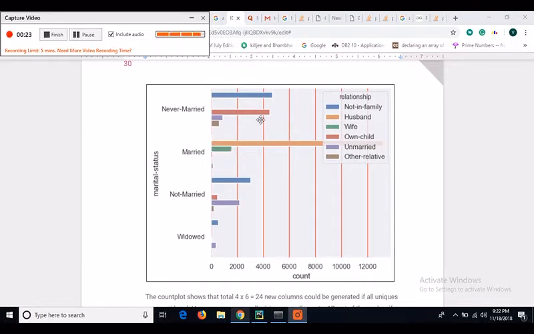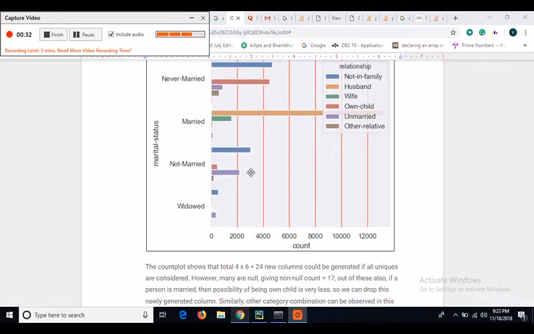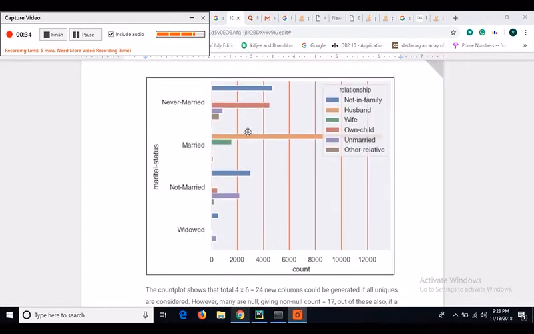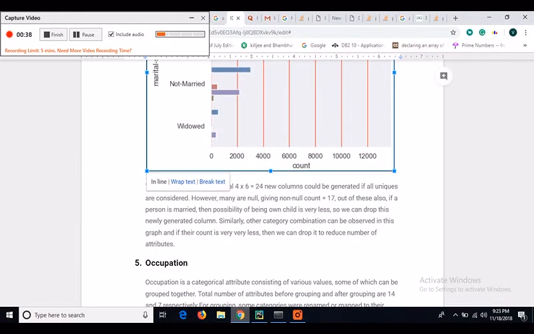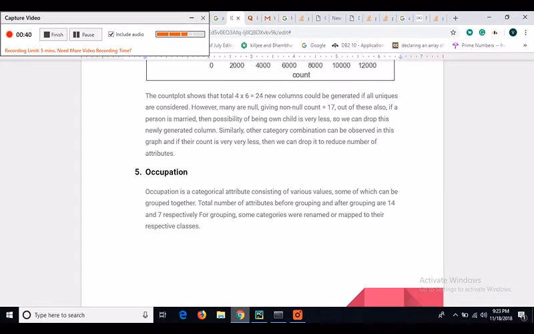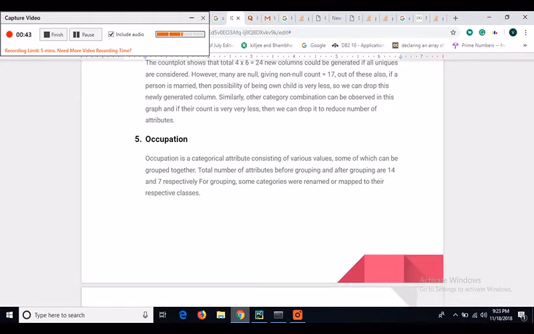So in case we merge them, the total number of unique attributes will be less, because corresponding to married, we can see other relative are very few. So we can ignore all of them and the total number of unique attributes will be comparatively less. Hence we have done one-hot encoding on the merged column, that is marital relation.